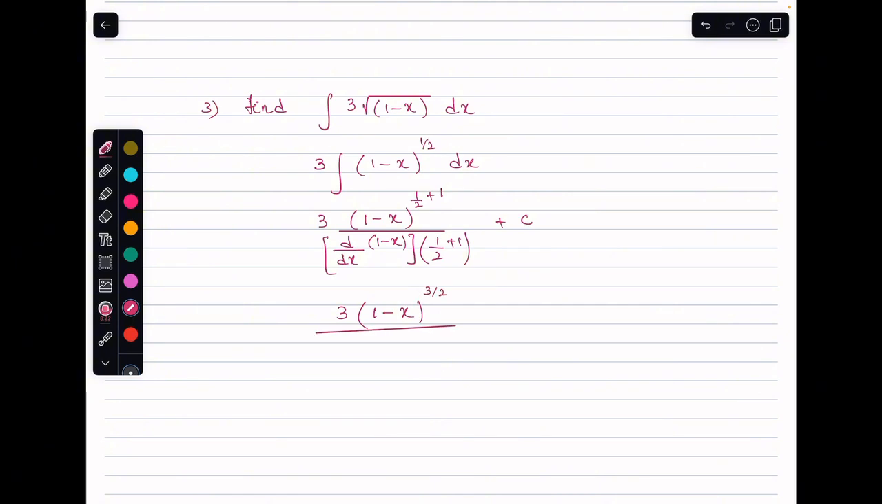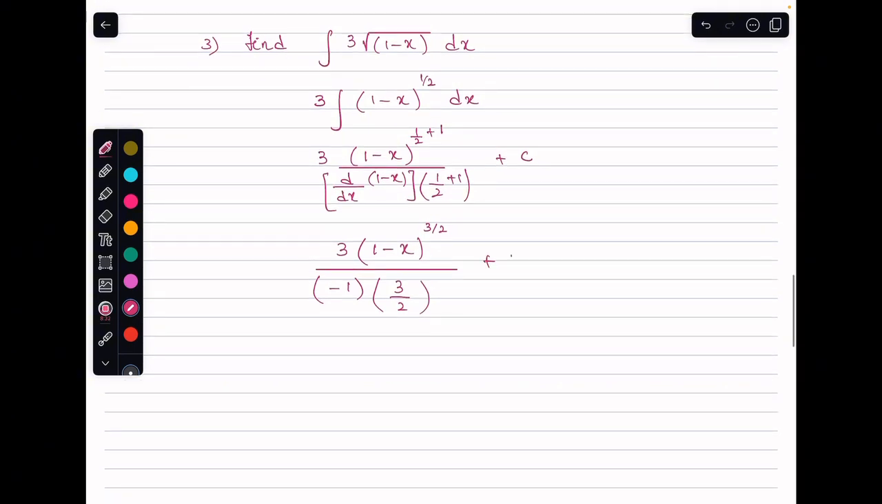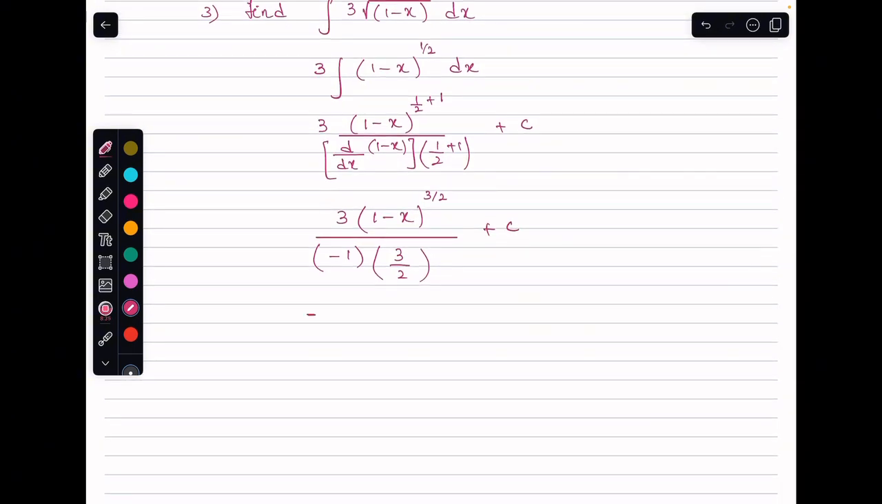The differential of 1 minus x shall be just a negative 1 and then times a 3 by 2. So here again, and then obviously plus c. So here again, I can see that this is a negative 3 times 2 divided by a 3 here. I've just taken the negative from the denominator to the numerator, and then this 3 by 2 is getting reciprocated so that this becomes a 2 by 3 here. And then I should be having 1 minus x to the power 3 by 2 and then a plus c.